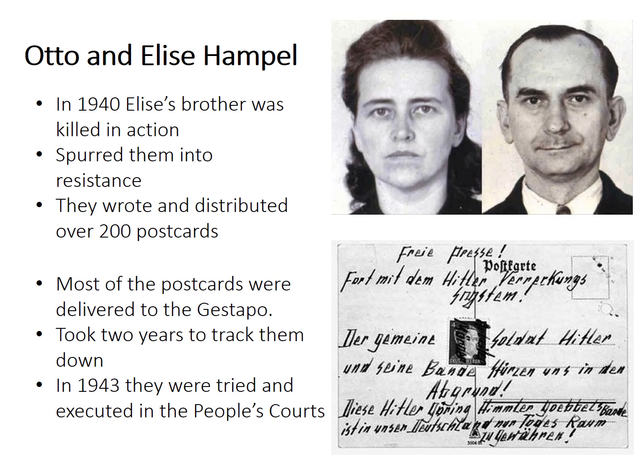Interestingly though, most of the postcards were delivered immediately back to the Gestapo because people who saw them were so frightened by what they'd seen. And over time, the Gestapo worked out how to track these two down. It took them 2 years to do it, and in 1943, very sadly, the Hampels were tried and executed in the People's Courts.